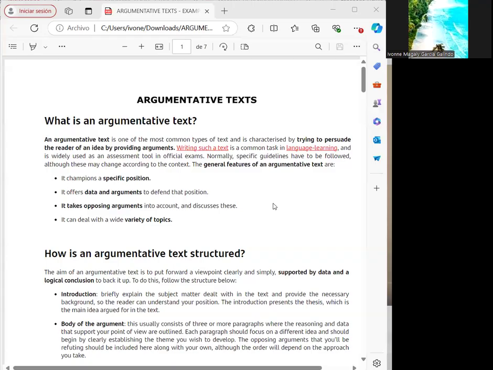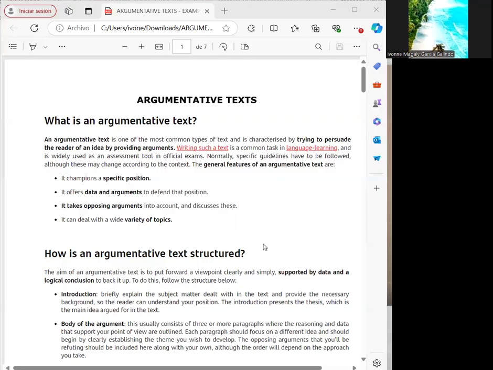So you have to look at the full range of opinions about that subject, but you are defending, you are taking a position, and you're trying to persuade others that your point of view is the right one. That's why you're bringing data and arguments. It can deal with a wide variety of topics.